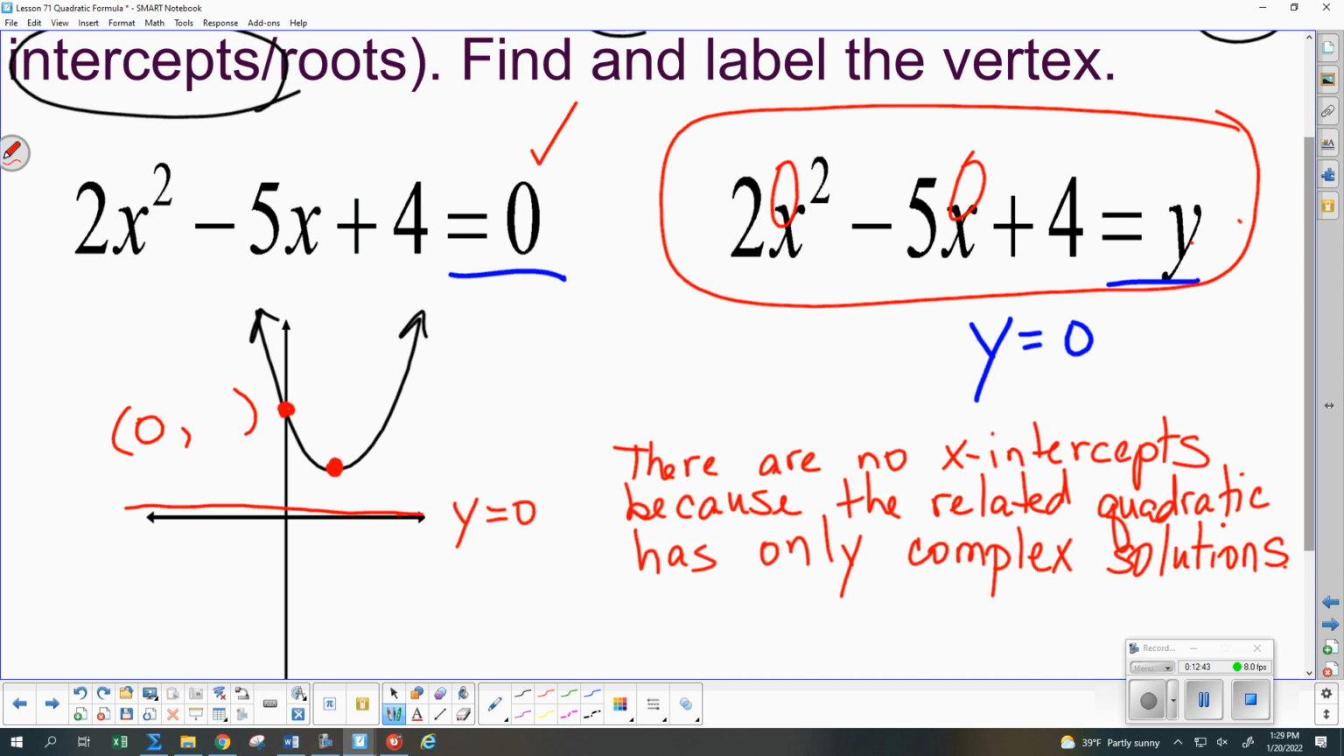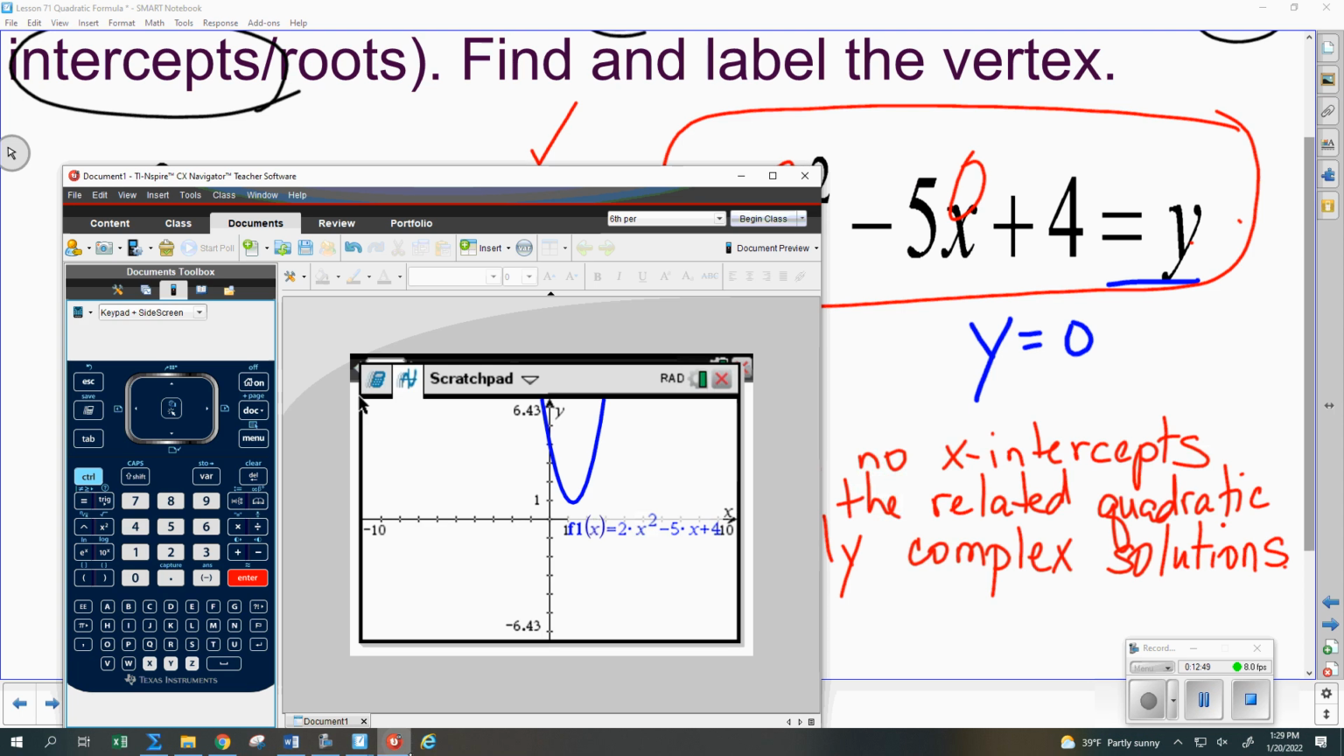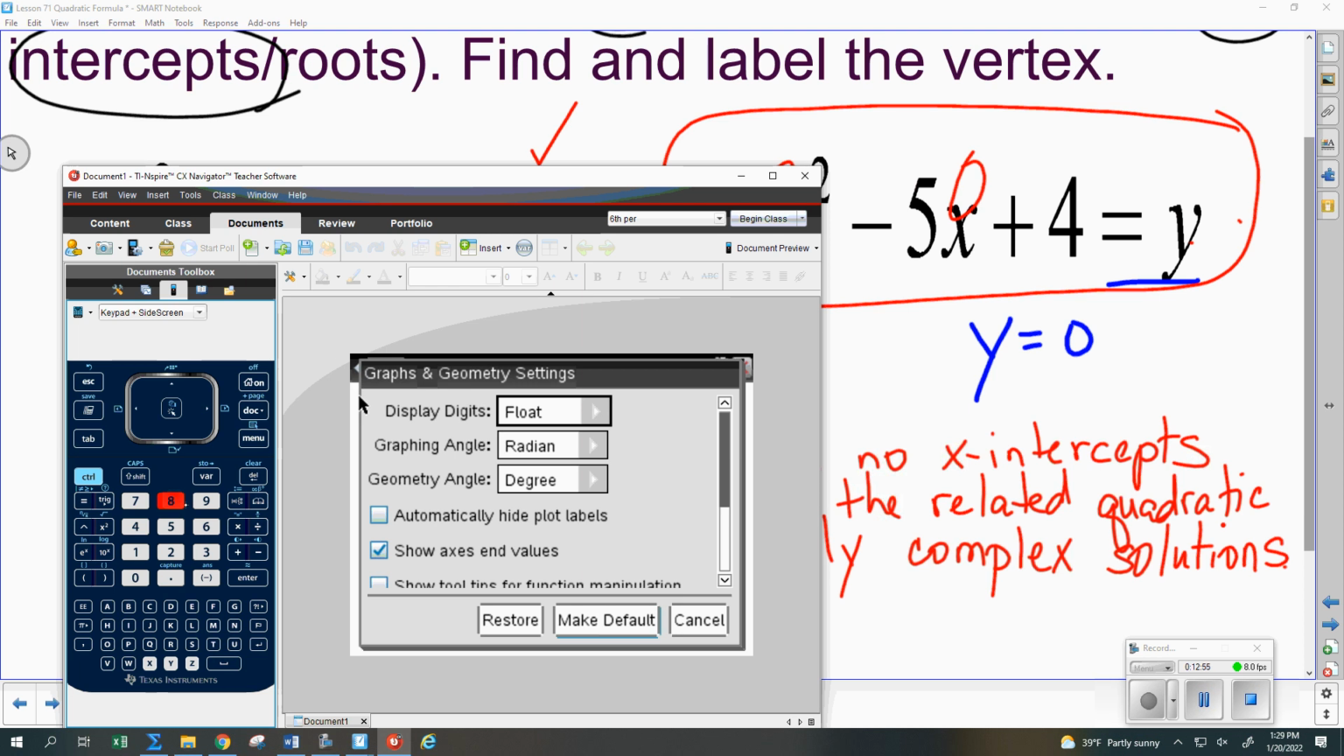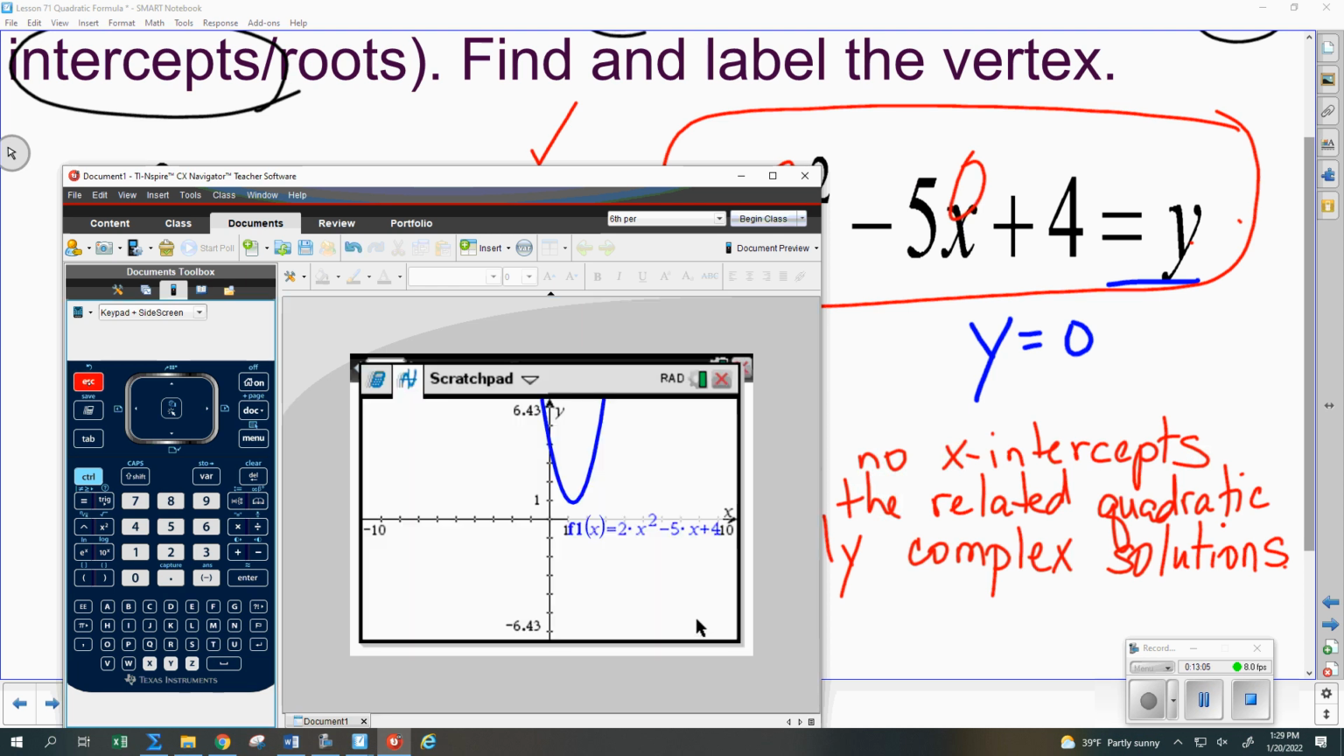It's going to equal 4, so this point is 0, 4. Let's get the vertex with the help of the calculator. And let me see what my settings are here. Menu, 8. I'm on float, so I'm happy with that, I'll get to see enough decimals there. So I could just cancel out of that or maybe escape out of that.